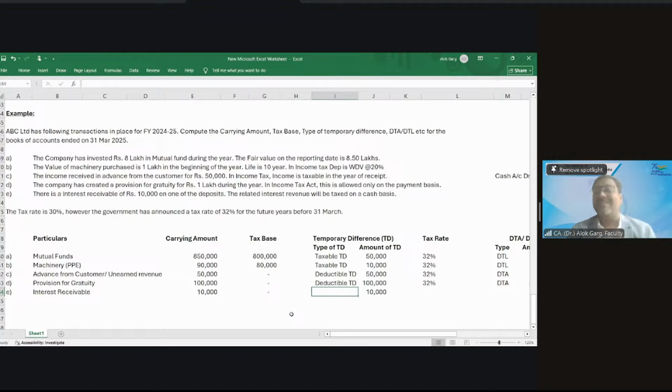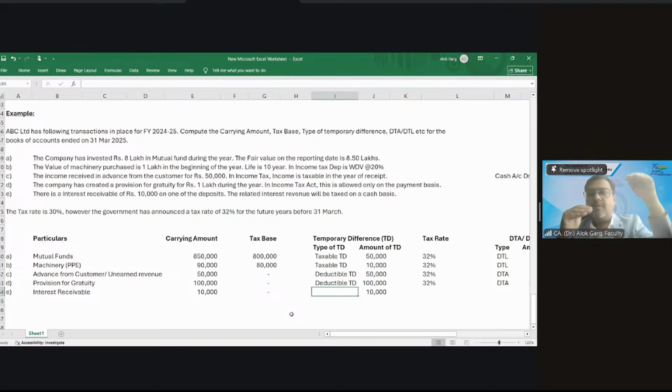Deductible or taxable? Interest receivable is an asset. So in accounting books, there is 10,000 rupees of asset. In tax books, zero asset. What should I do? Sagar, what should I do? My asset in accounting books is 10,000. My asset in tax books is zero. What should I do? Going by the matching concept, do I need to reduce the asset or not?